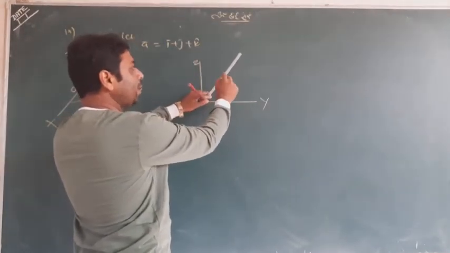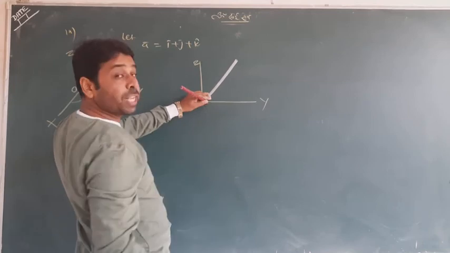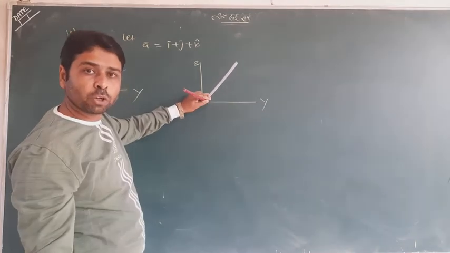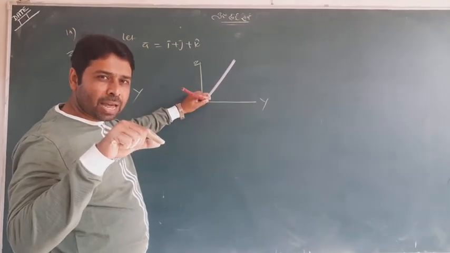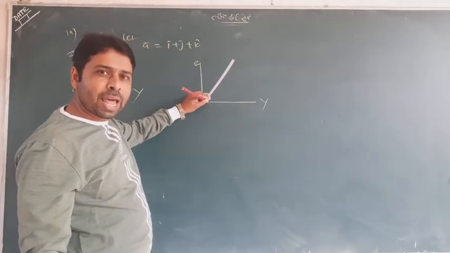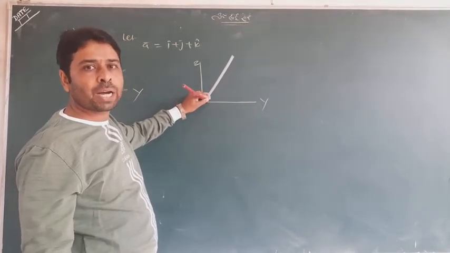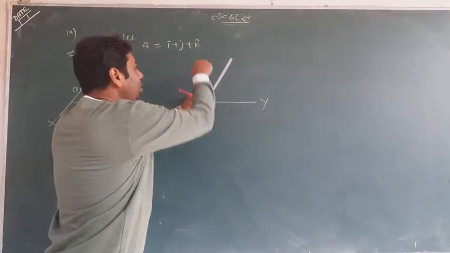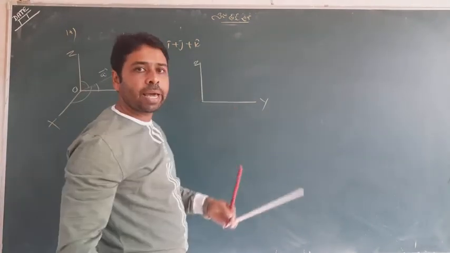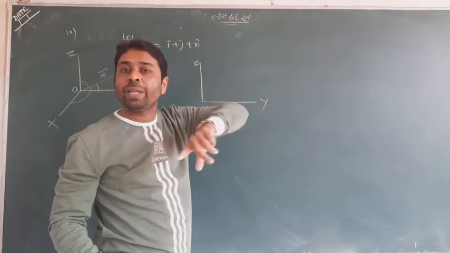This time A is making equal angle with all the axes, meaning alpha, beta and gamma should all be the same, meaning cos alpha, cos beta, cos gamma. You remember l equal to cos alpha, m equal to cos beta, and n equal to cos gamma. When l, m, and n are the same, cos alpha, cos beta, cos gamma are the same, then alpha, beta, gamma will be the same. When this angle alpha, this angle beta, and this angle gamma are all the same, we say this vector is equally inclined with the axes, meaning the vector is making equal angle with all the axes.